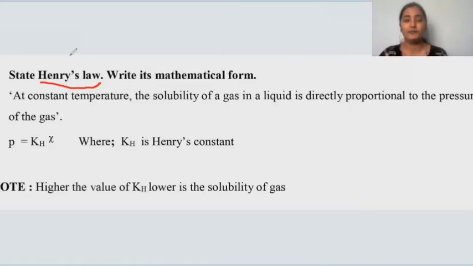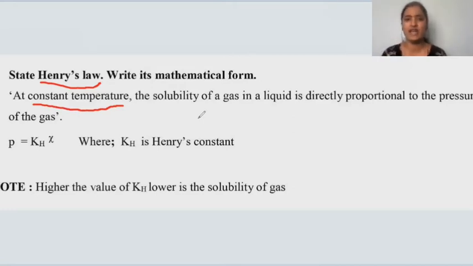Okay. And here, consider Henry's law, which states that at constant temperature, when you keep the temperature constant, the solubility of a gas in a liquid is directly proportional to the pressure of the gas. Whatever the solubility of a gas in a liquid, it will be proportional to the pressure of the gas.